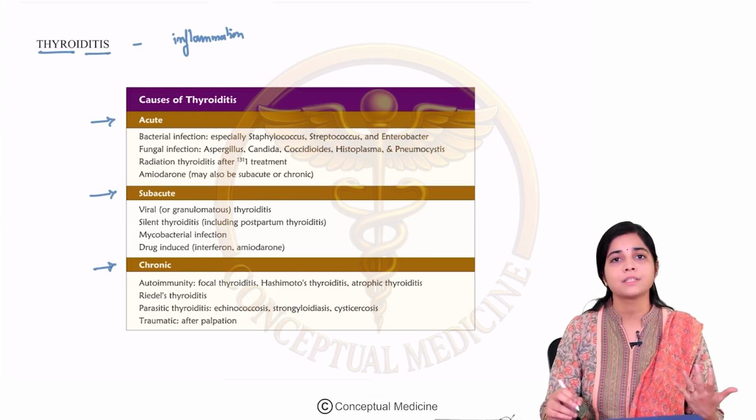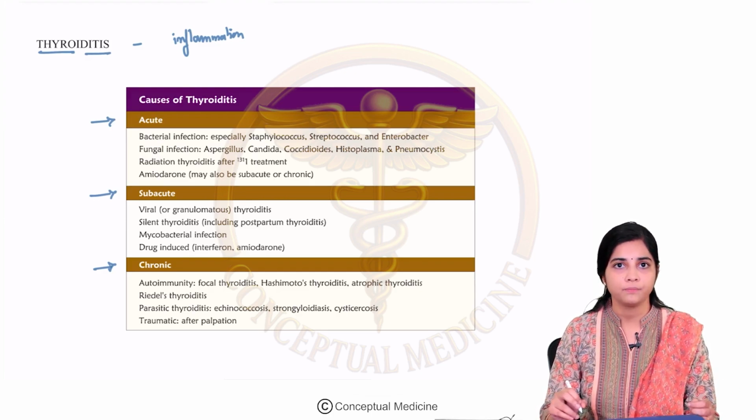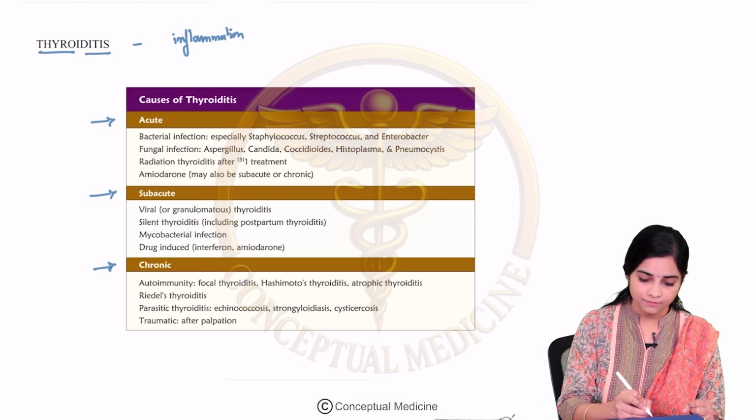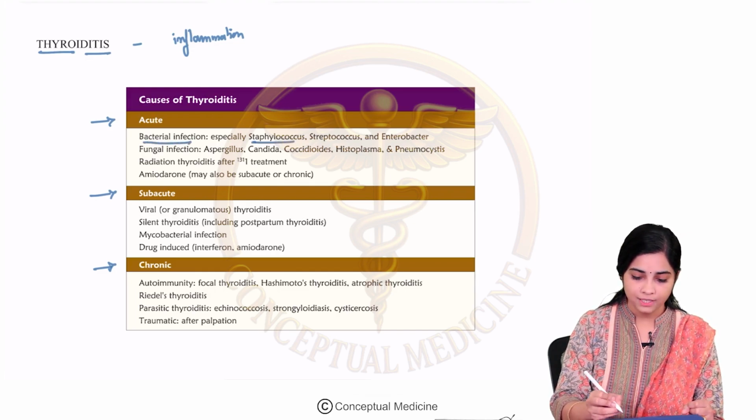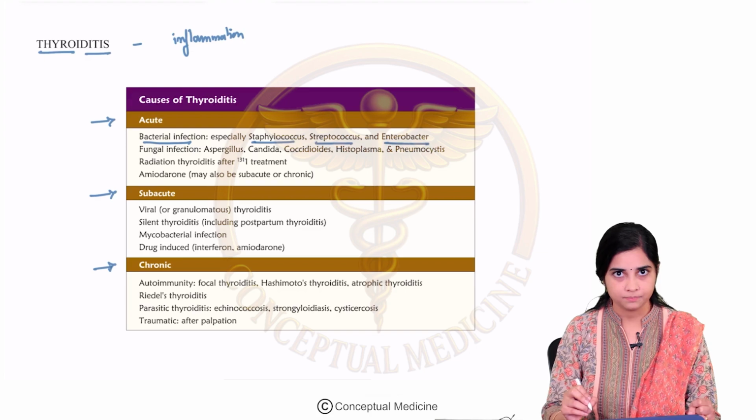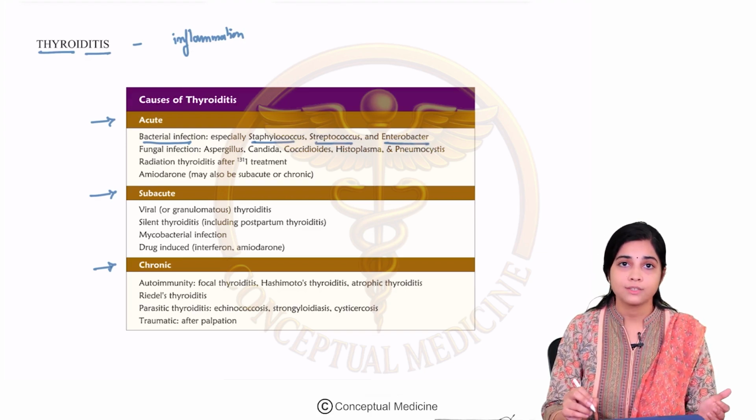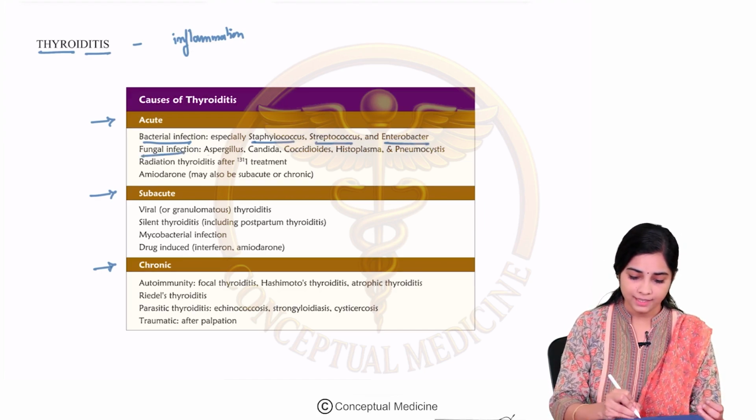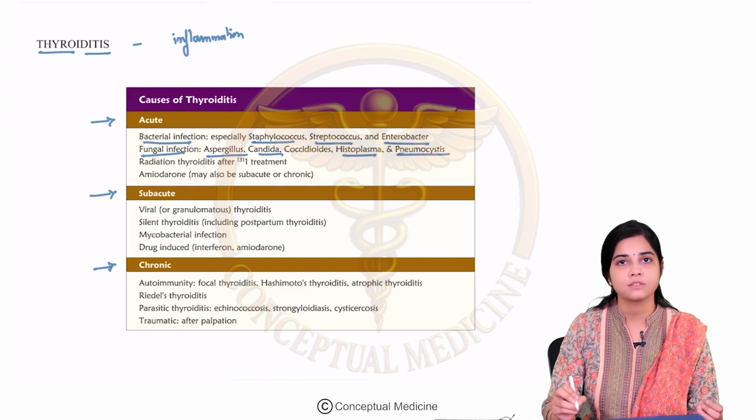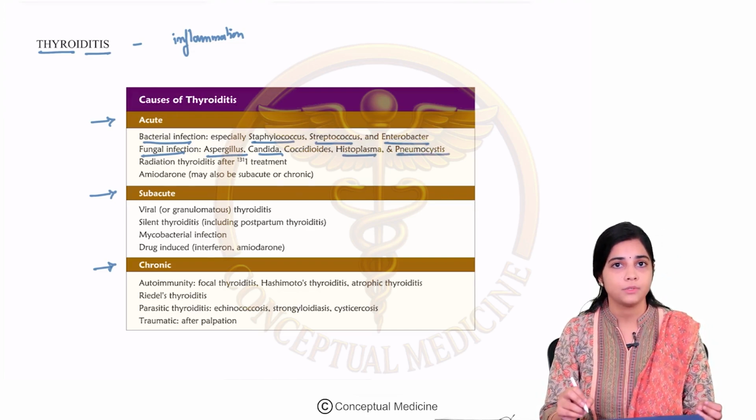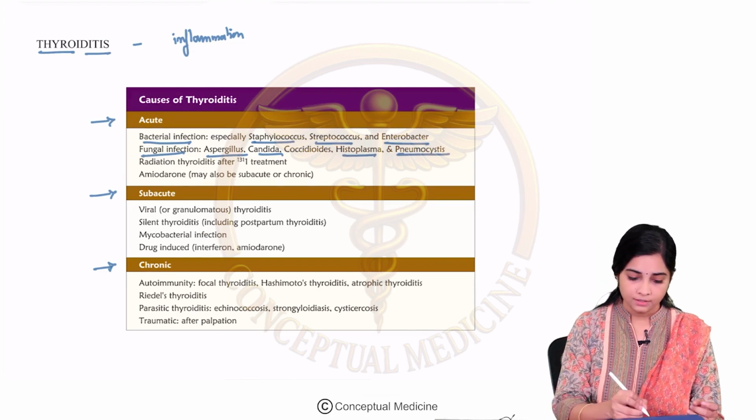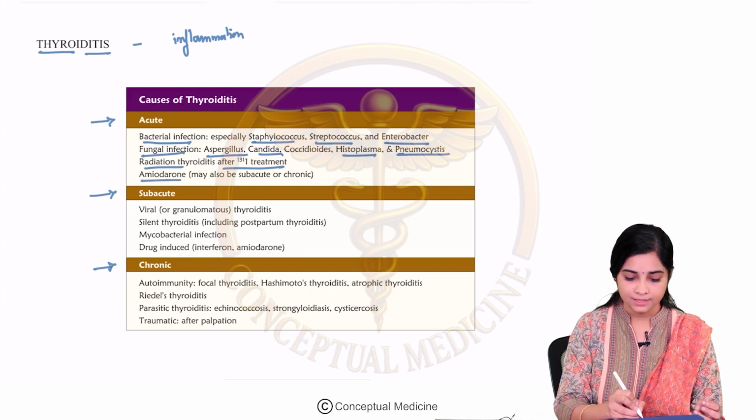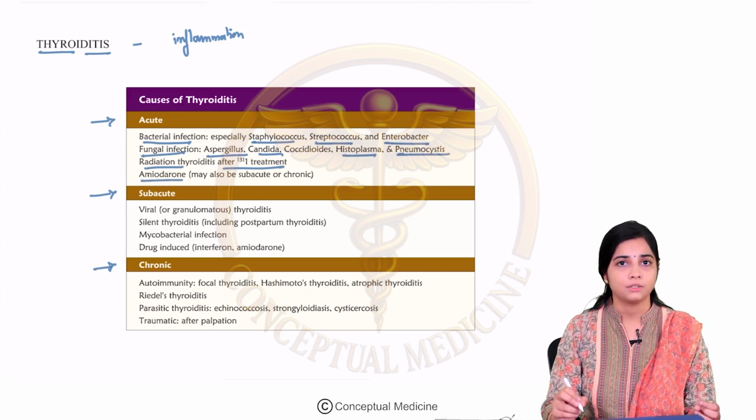So acute thyroiditis basically has a very acute onset. So let us look at the etiologies. Acute thyroiditis is mainly associated with bacterial infections, especially staphylococci, streptococci and enterobacter. Fungal infections like Aspergillus, Candida, Histoplasma, Pneumocystis, especially in immunocompromised individuals such as people living with HIV. Then, radiation-induced thyroiditis after iodine-131 treatment can cause acute thyroiditis. Then, sometimes the drug amiodarone can also cause acute thyroiditis.